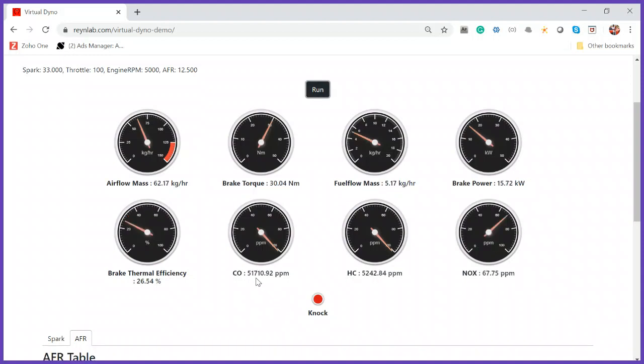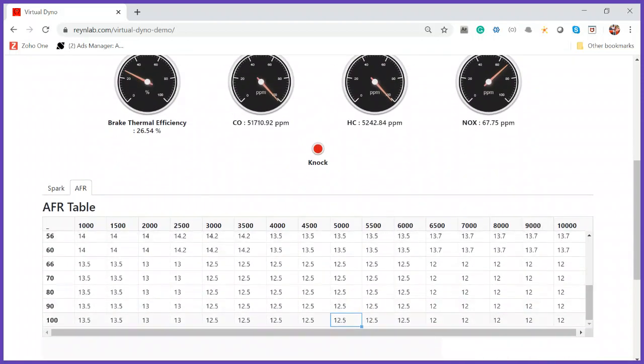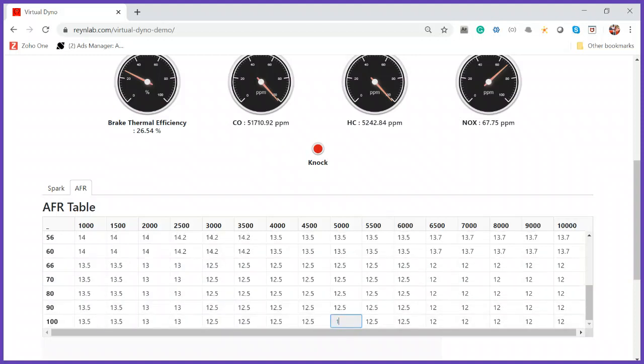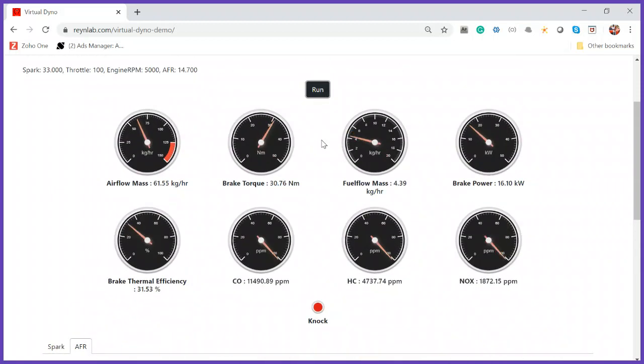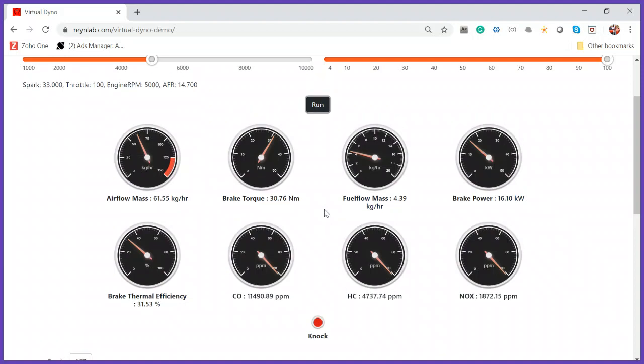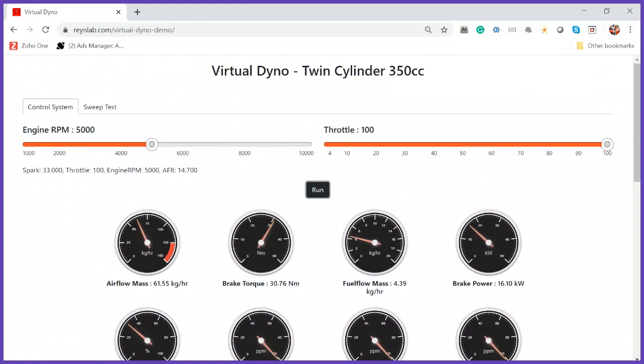I'm having very high carbon monoxide emissions, almost 51,000 ppm. Whereas when I start running it at 14.7 AFR, my CO emissions come down as well. So for this reason, if you want your engine to be operating at the best emissions range possible, then you would always try to run it in or around your stoichiometric ratio.